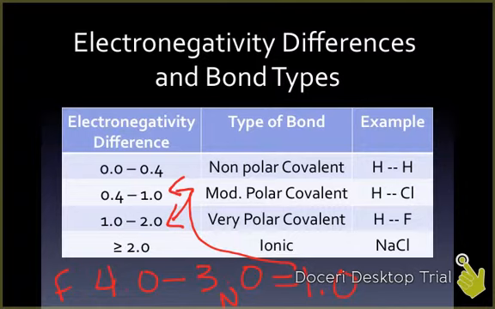Okay? And if you notice, the bigger the difference is, the more likely it is to be ionic, because if the difference is greater than 2, we're not going to be sharing at all. That one element is just going to completely steal that electron, and it is going to become ionic bonding.